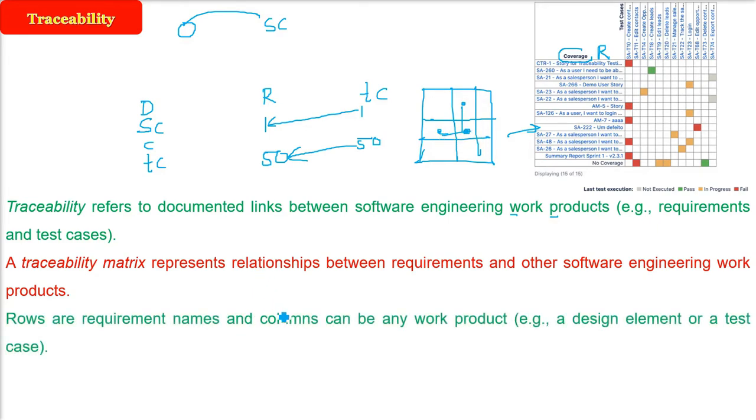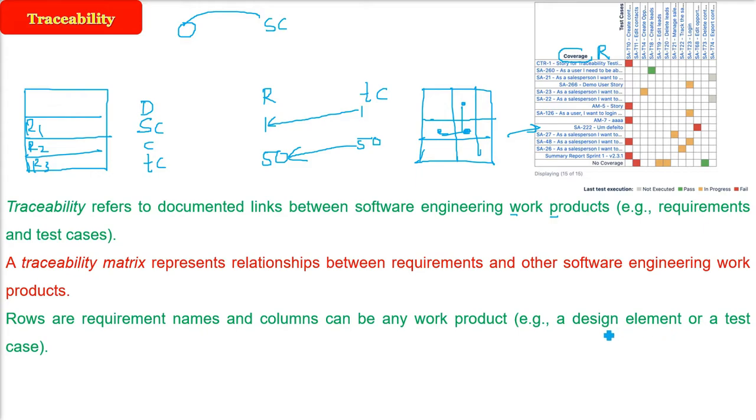So the rows in the traceability matrix are the requirement names. That is, as I said, we have 1 to 50 requirements. So we are writing all the requirement names. Sometimes the user or the developer also writes the use cases here. These are the requirements R1, R2, R3.